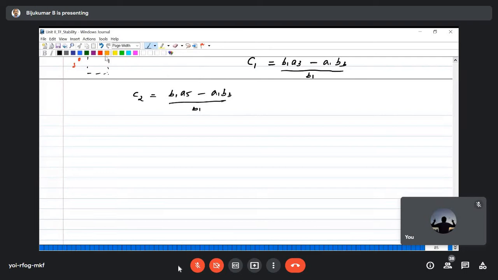Okay, so we will write that condition. The necessary condition we have already seen. What is the sufficient condition?